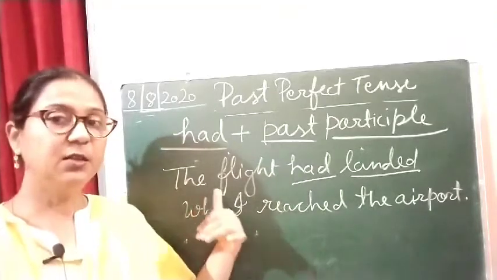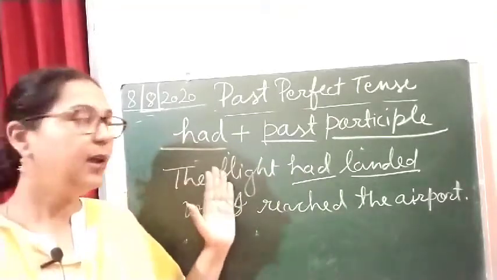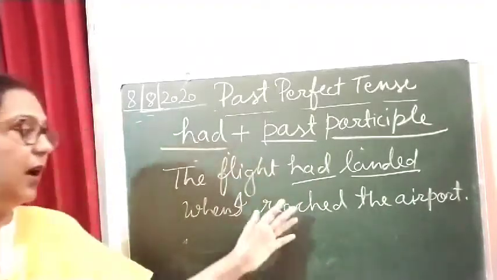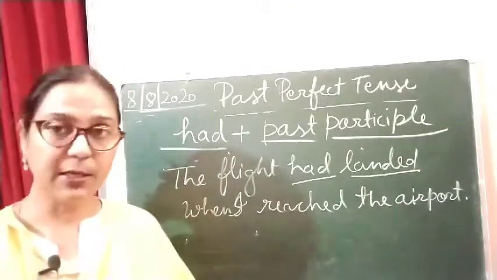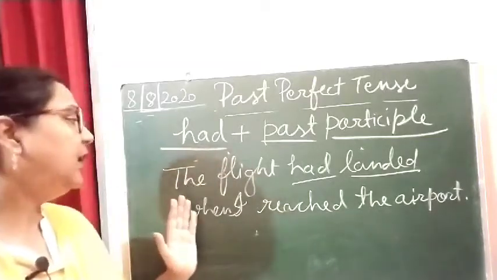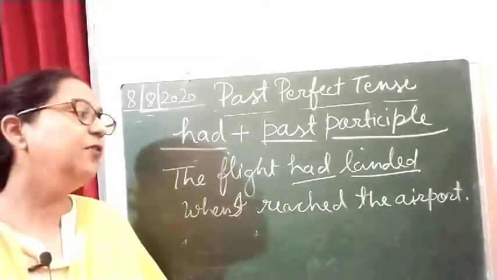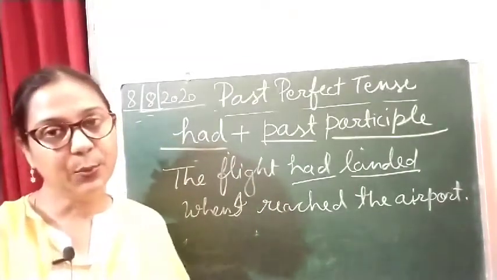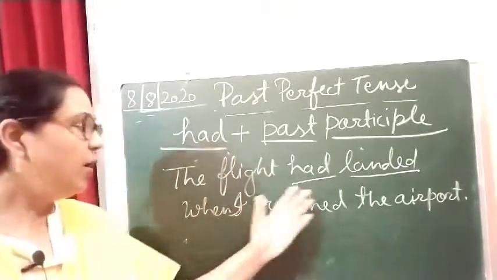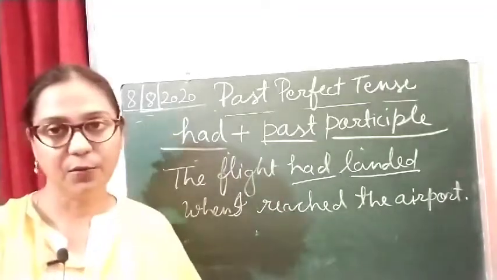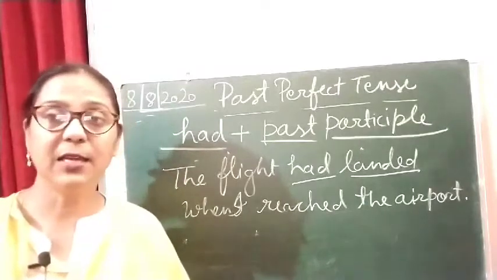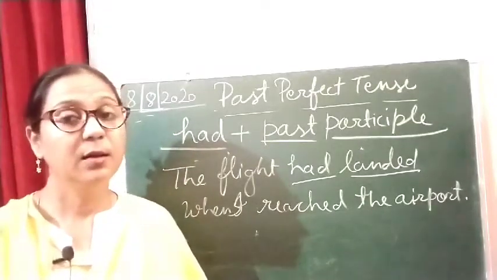After the subject, we are going to write had, and then the verb in past participle, the third form of the verb, and then we write the other words in the sentence. I have already given you the examples yesterday. The flight had landed when I reached the airport. The work had been completed before I reached the airport. This way we have to complete the exercise based on past perfect tense.